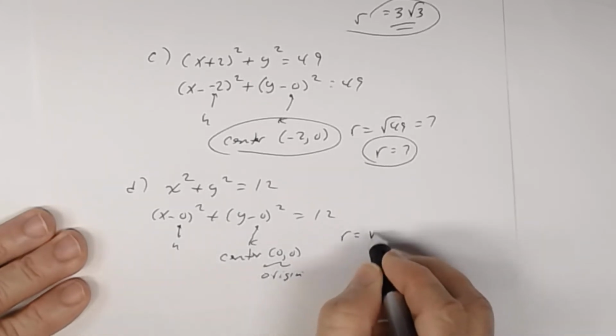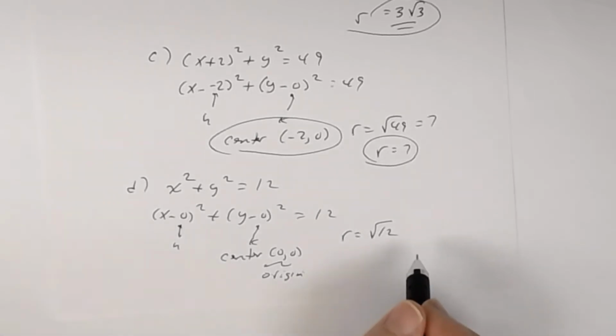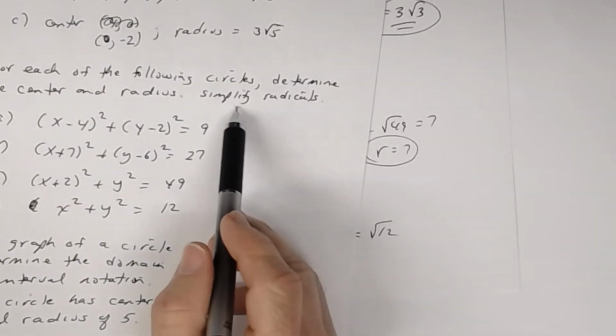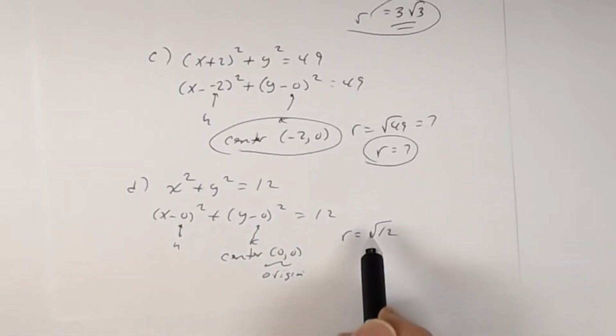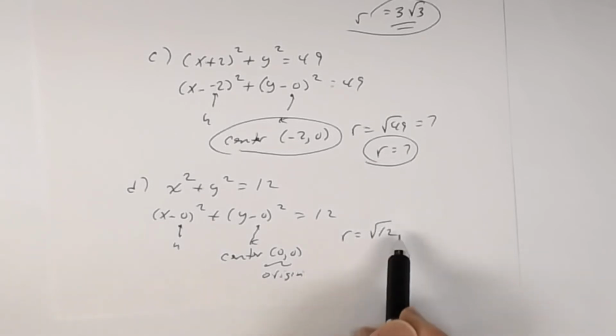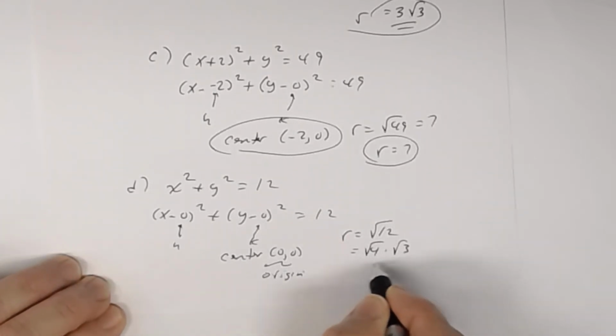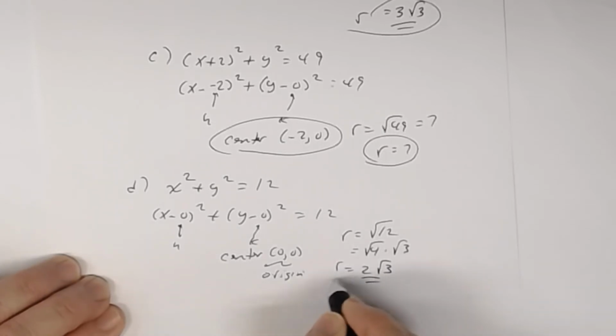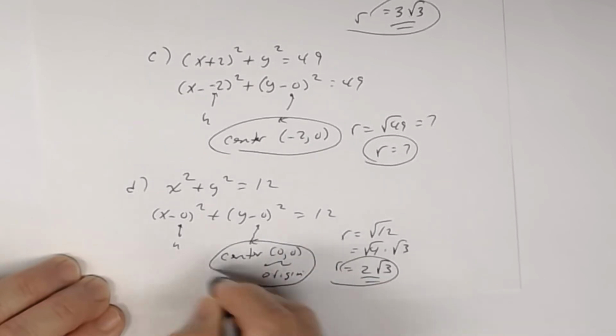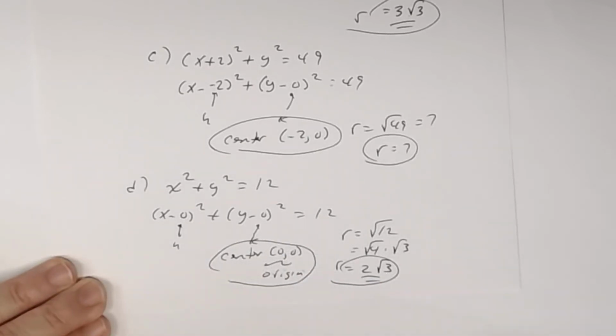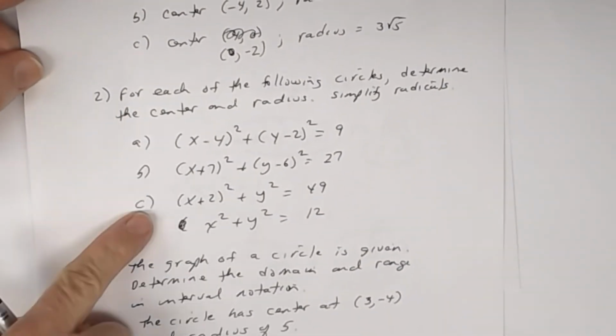The radius is the square root of 12. Now remember, always read directions. Directions says simplify the radicals. So can I simplify the square root of 12? Is there a perfect square that goes into 12 besides the number 1? The answer is yes, 4. So I can write this as square root of 4 times the square root of 3, and the square root of 4 is 2. So this is 2 square root of 3. So there's your radius, and there's your center. The center is 0, 0. All right? Now, so that takes care of this. So very simple. Very simple.